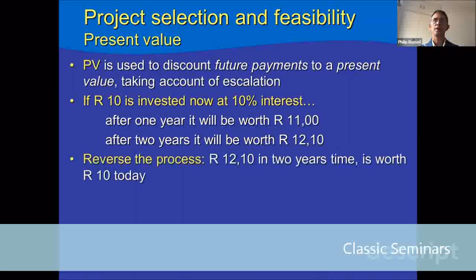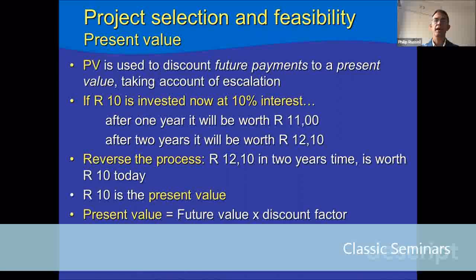If we reverse that process and we say 12 Rand 10 cents in 2 years' time at a 10% interest is worth 10 Rand today. So 10 Rand is the present value. So the present value is equal to the future value multiplied by some discount factor. So if we were given 12 Rand 10, we were told that that is over 2 years, and we were given a discount factor, we could then calculate the present value using the future value and the discount factor.